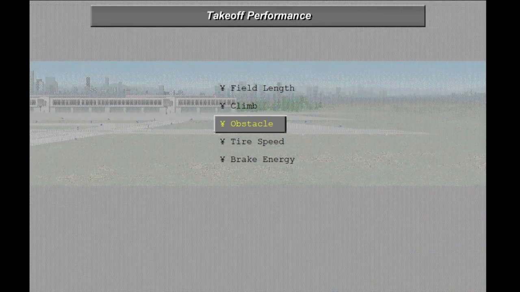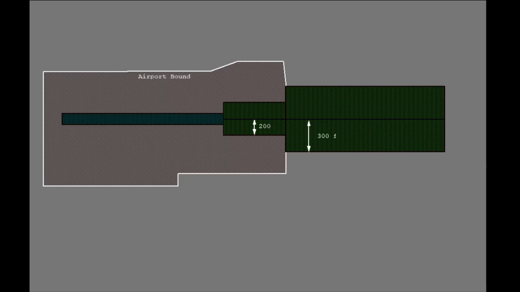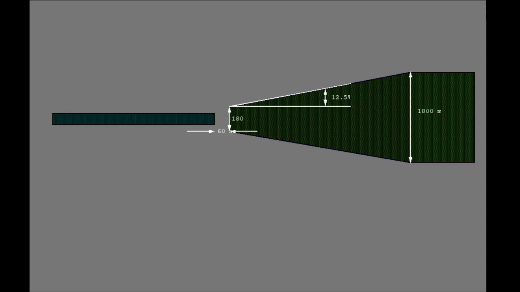This lesson covers obstacle clearance requirements. The FAA regulations state that the airplane must clear all obstacles that lie within 200 feet horizontally while in the airport boundaries, or within 300 feet horizontally after passing the airport boundaries. The ICAO regulations require that all obstacles within an increasingly wide splay be considered.